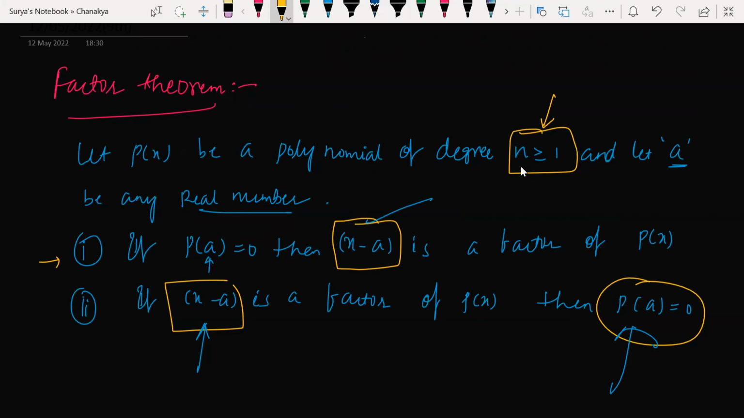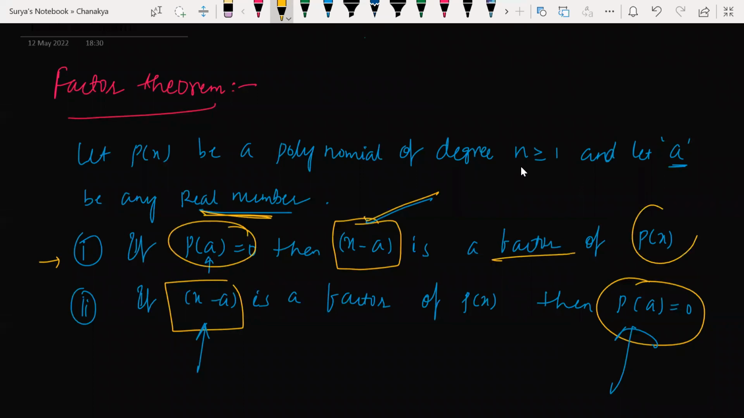But the polynomial's degree shouldn't be 0. Degree should be minimum 1. Getting my point? That is the meaning of this, correct? All right. Let A be a real number, any real number. Then if P of A is equal to 0, X minus A is a factor of the given polynomial. If X minus A is a factor, then P of A would be equal to 0.